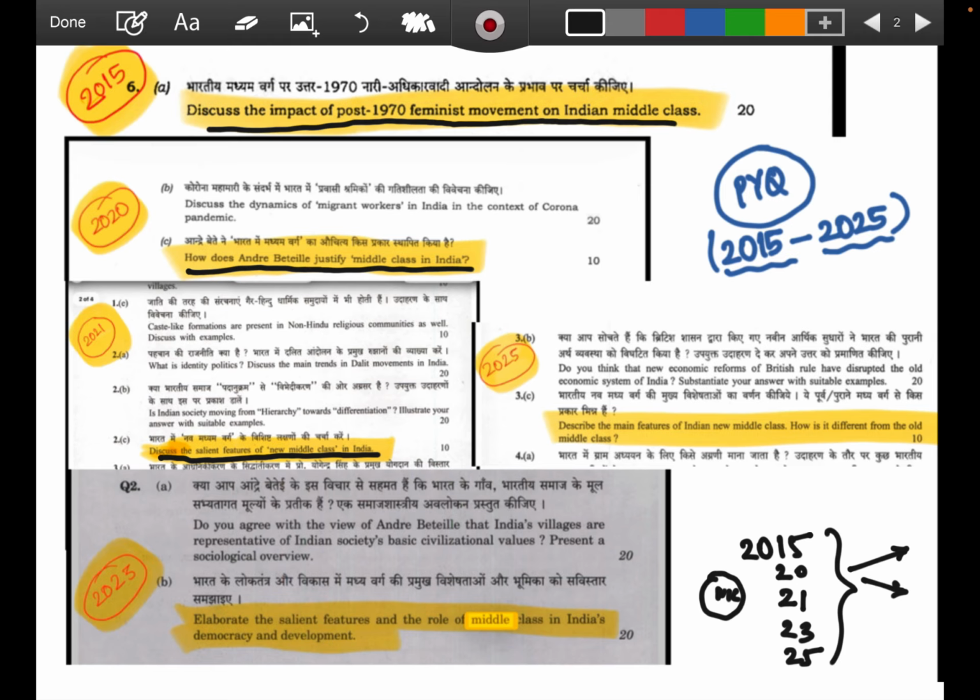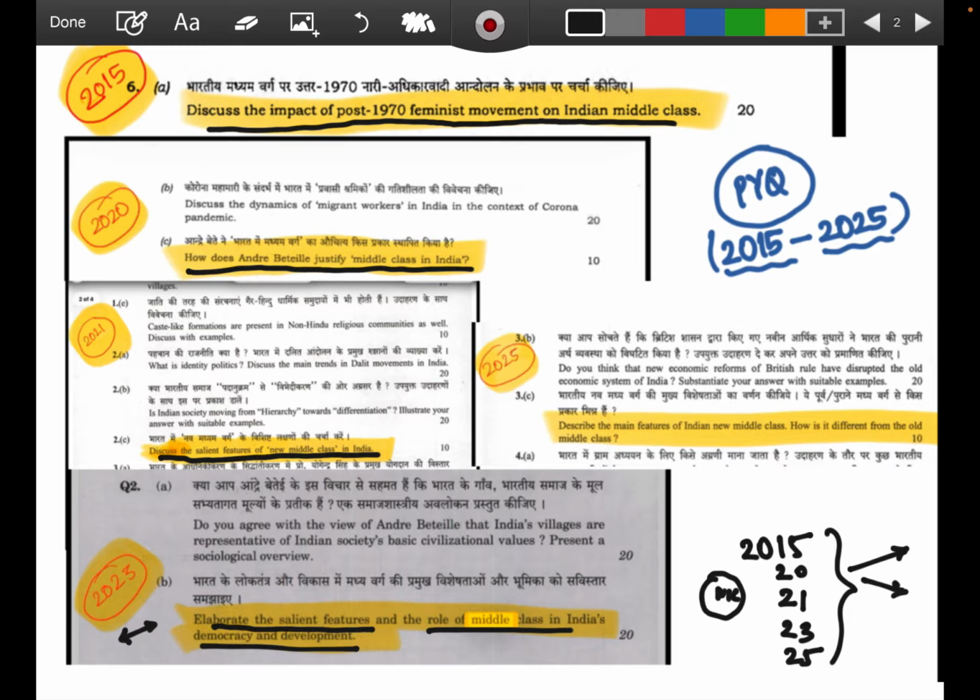So in 2023, again: elaborate the salient features and the role of the middle class in India's democracy and development. So you can see, is the topic of middle class in silos? Is the topic of democracy and development in silos? No, they have been interlinked. So we need to have these linkages.